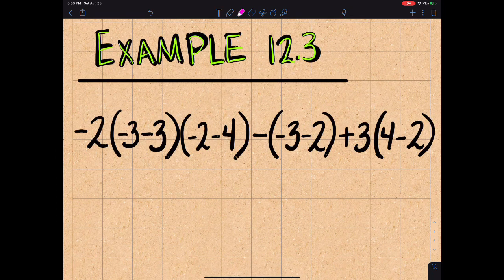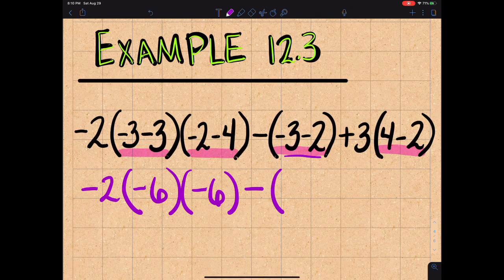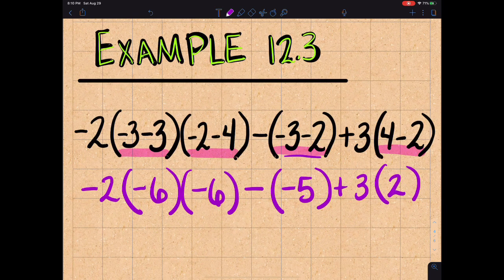So again, I'm going to highlight the parentheses because we're going to do what's inside the parentheses first. Simplify those. So I'm going to bring down negative 2. That first parentheses is negative 3 minus 3, which is going to be negative 6. This next one is negative 2 minus 4, which is going to be another negative 6. Bring down that subtraction sign. Negative 3 minus 2 is going to be negative 5. Plus 3 times 4 minus 2, of course, is 2.